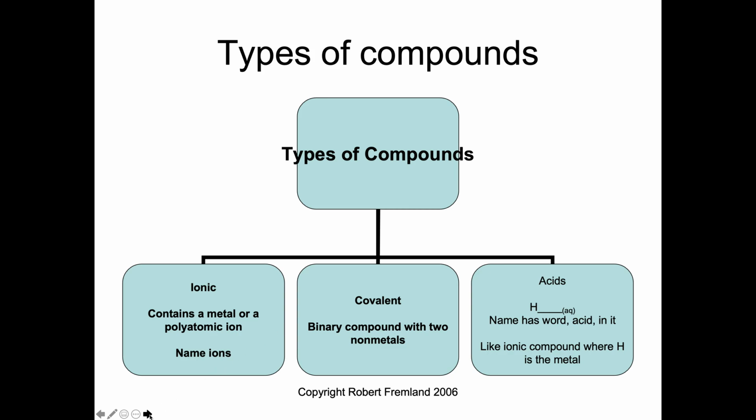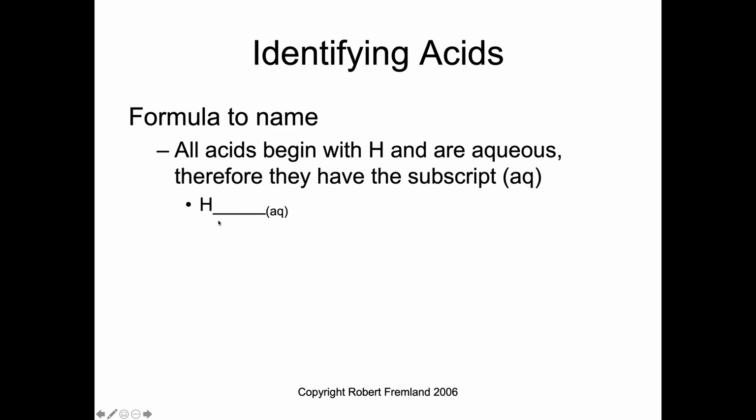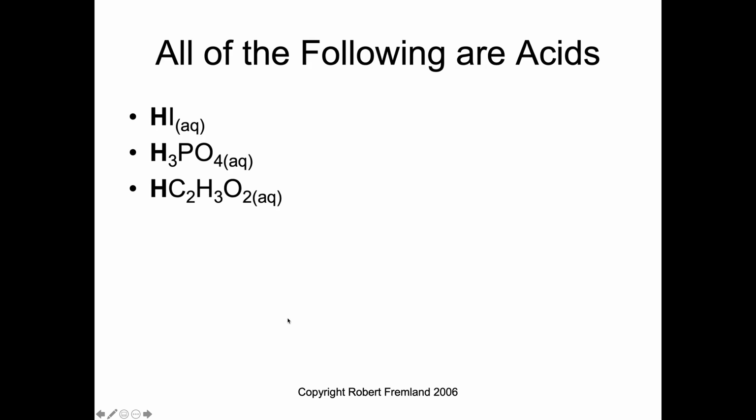How do I identify from the formula that a compound is an acid? Pretty much it's going to begin with H, except for water, H2O, and hydrogen peroxide, H2O2. But you're not going to deal with hydrogen peroxide very much. So that's the identification step. These are all acids.